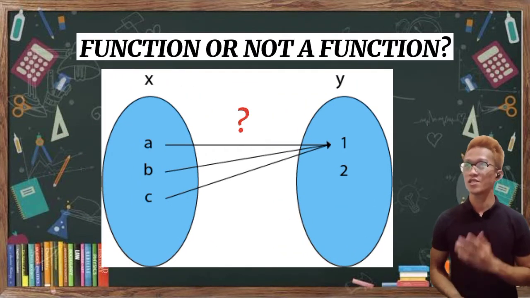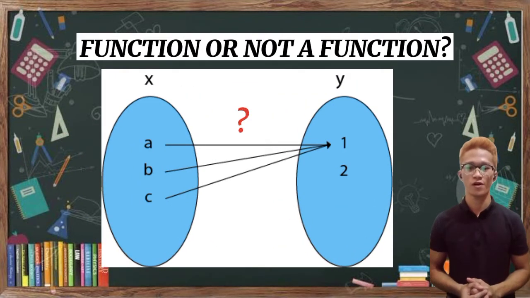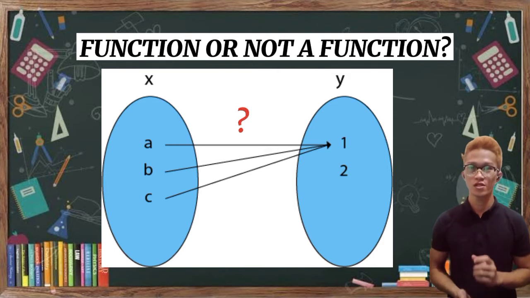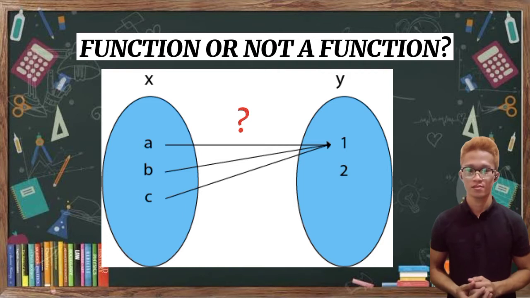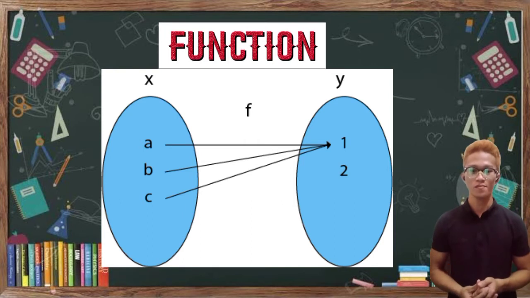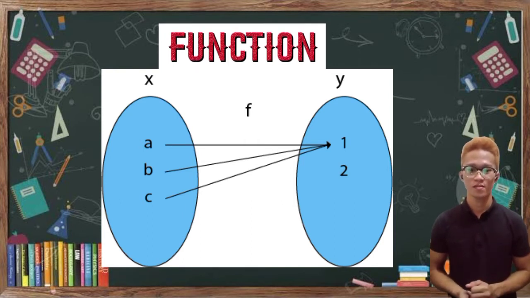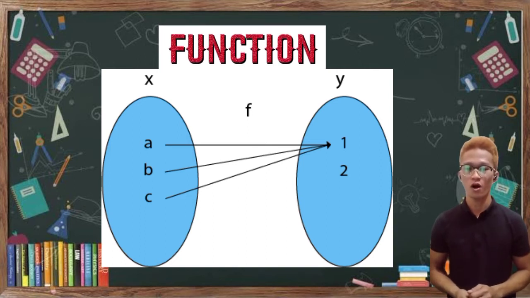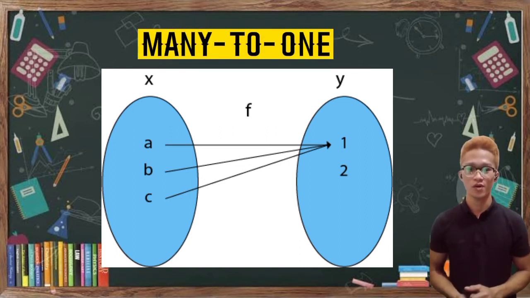Second example, let's identify if this is a function or not a function. So, is this given a function or not? This given is still a function. Why? Because every element of our domain is paired with only one element of the range, or our x value is paired with only one element of y. This type of given is called many-to-one correspondence, which means that we have two or more elements of the domain that are paired with one element of the range. I hope that's clear.